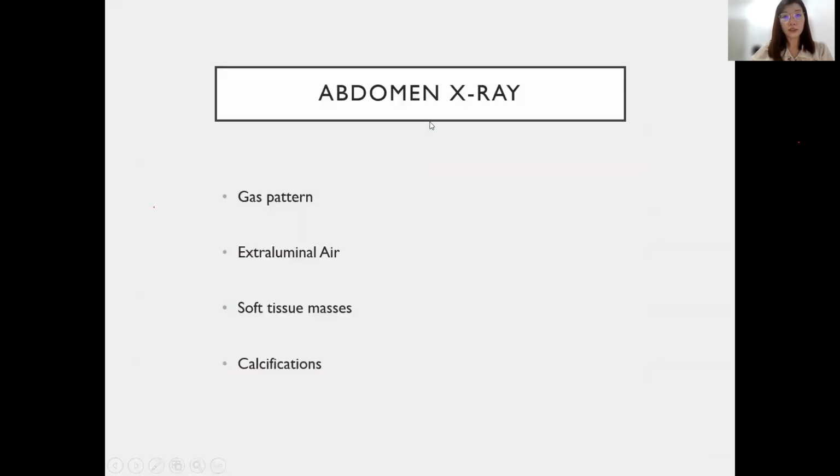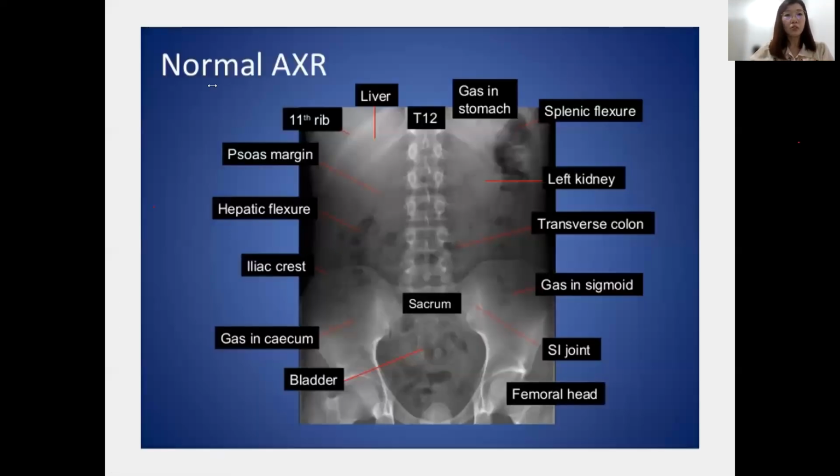All right. So now we're going to the abdomen X-ray, just a quick one. Identify the gas pattern and then find any extraluminal air, meaning the air is not within the bowel loops, and then any presence of soft tissue masses and also abnormal calcifications. These are interesting ones.